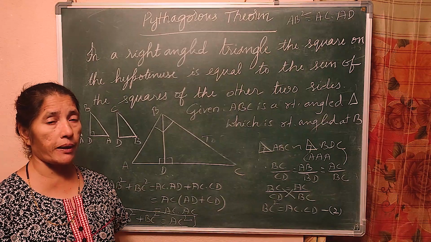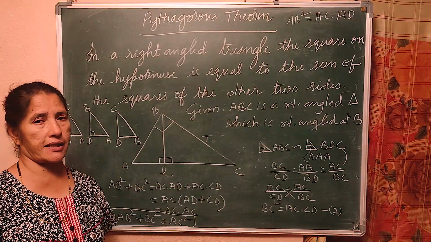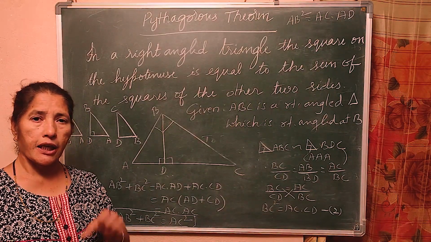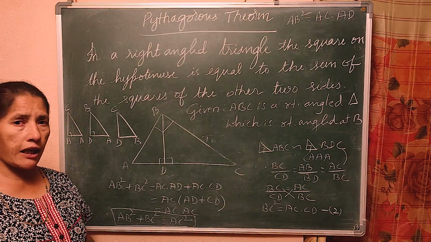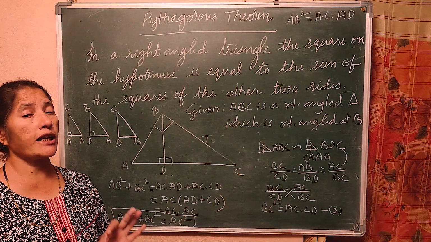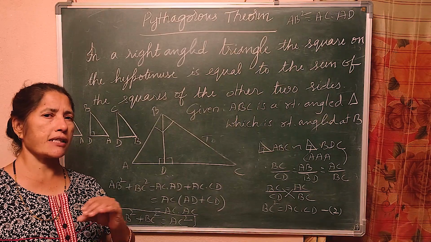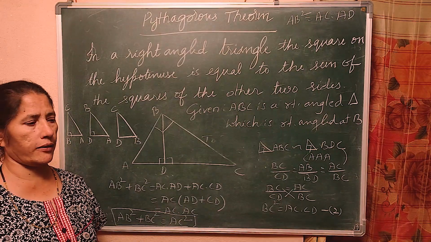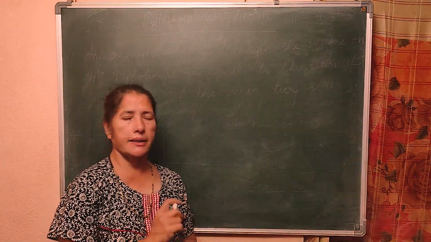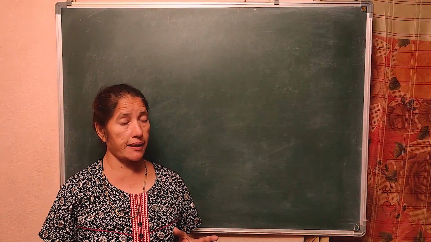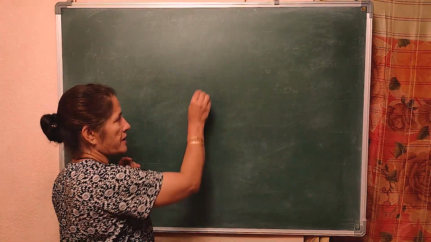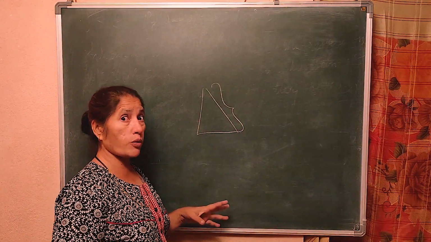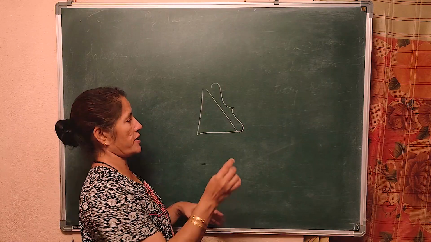Before I solve the problem, what is the converse of Pythagoras theorem? The Pythagoras theorem converse says, if in a triangle, the square on the longest side is equal to the sum of the squares of the other two sides, then those two sides contain a right angle. What is the meaning of that? The theorem says like this, converse. If in a triangle, the square on the longest side is equal to the sum of the squares of the other two sides.